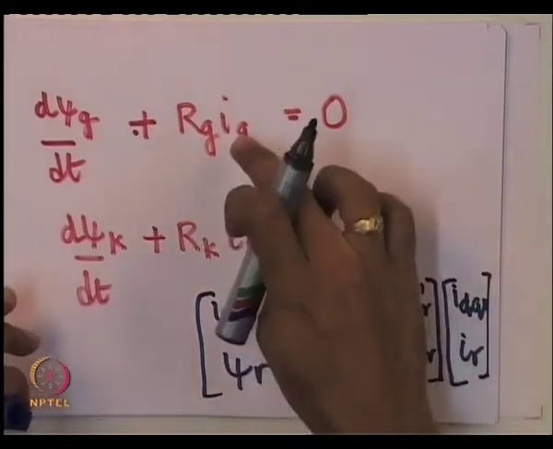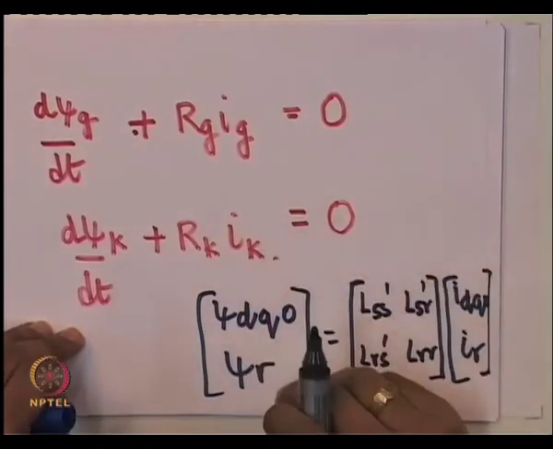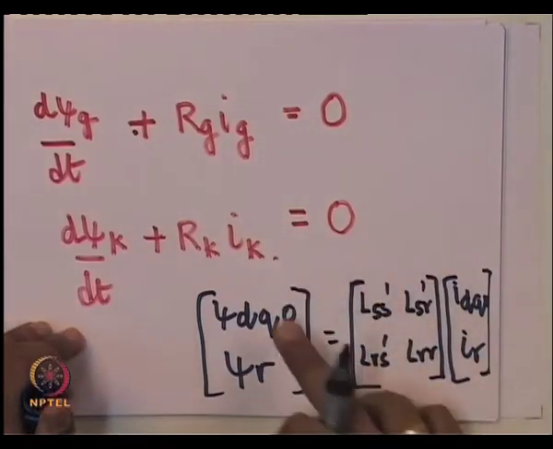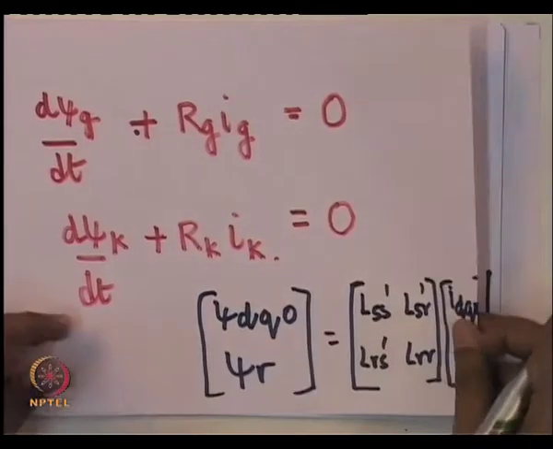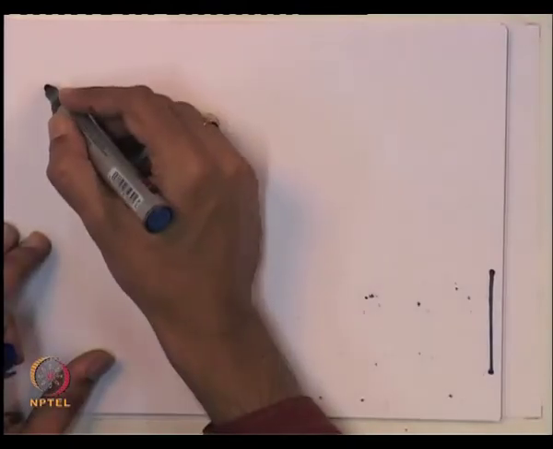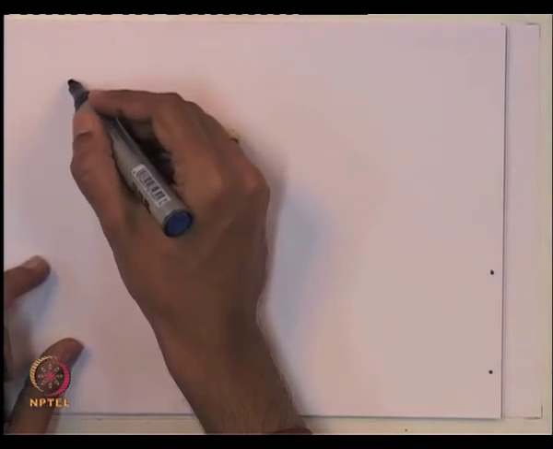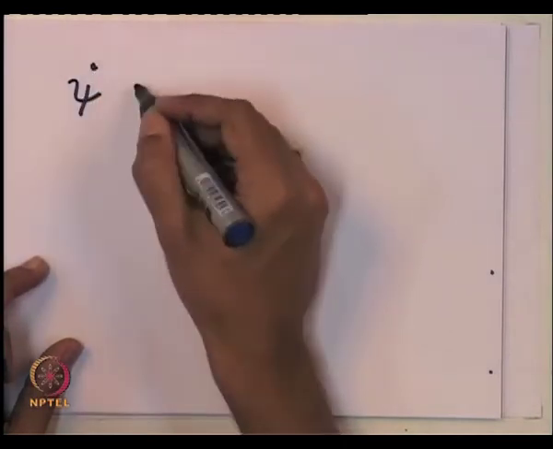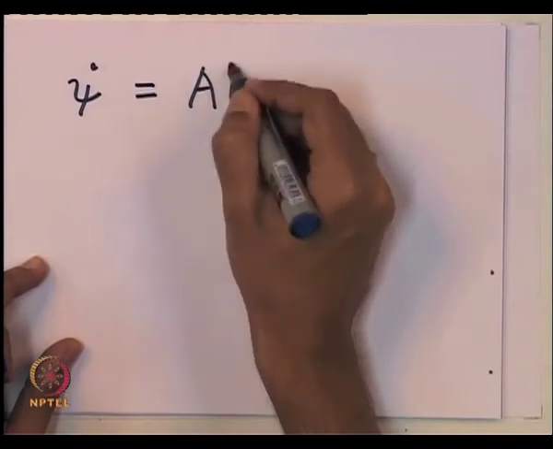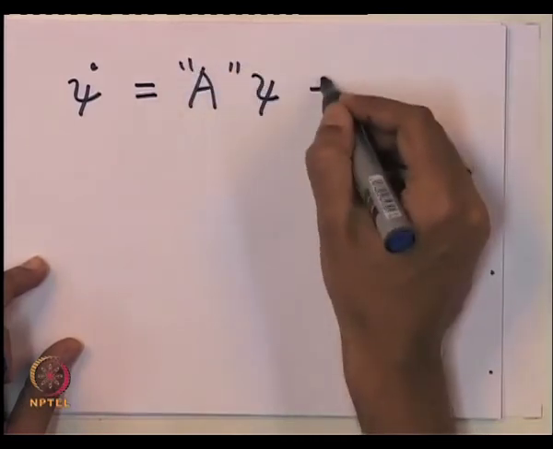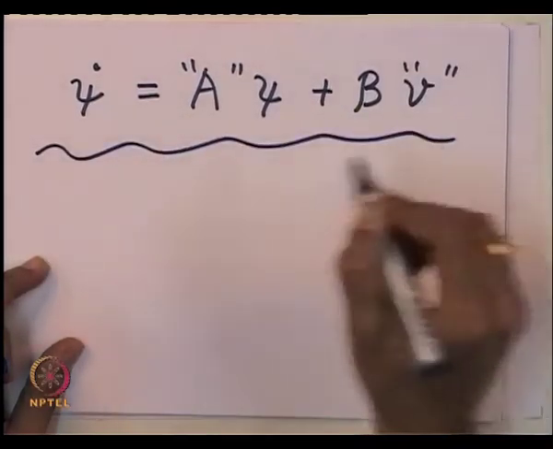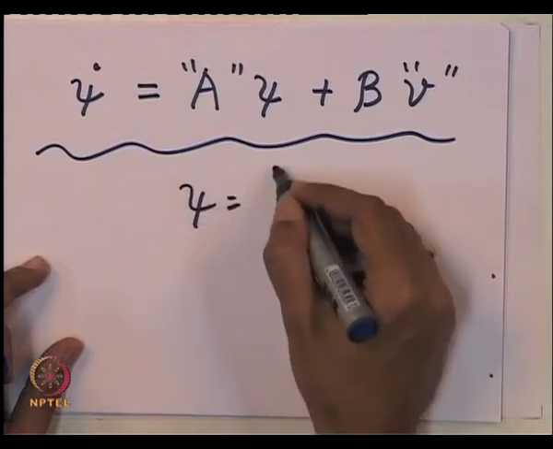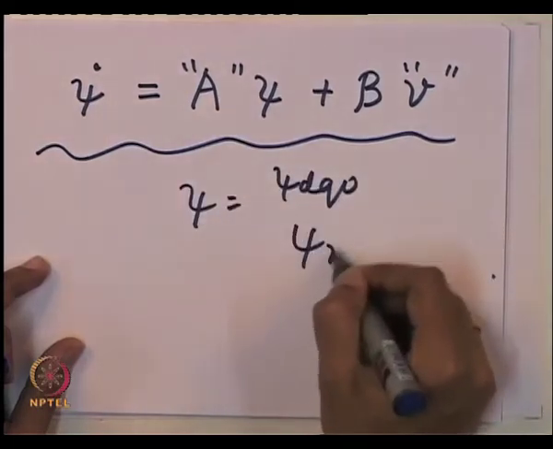In fact, you can substitute for I g, I k, I f, I h as well as I dq0 by psi dq0 and psi r using this relationship, and you will get finally things in the state space form. I will just do it on a separate sheet. So, you can of course write it as psi dot is equal to some A matrix into psi plus B into V. Okay, so, we can get it in this form where psi is nothing but psi dq0 and psi r.